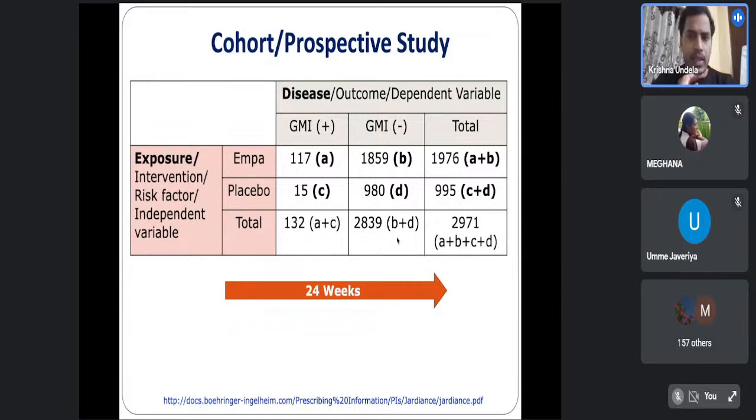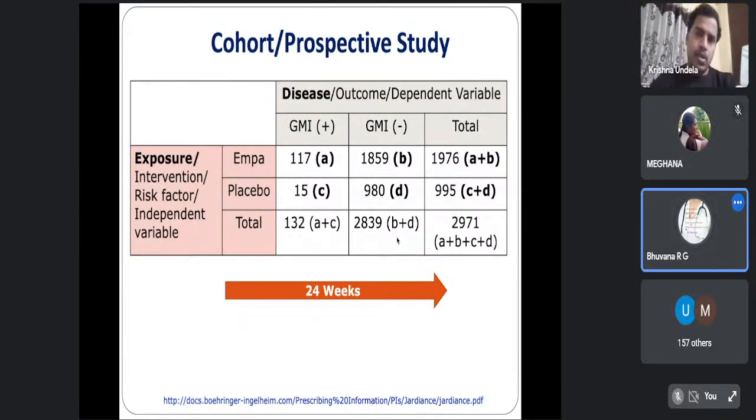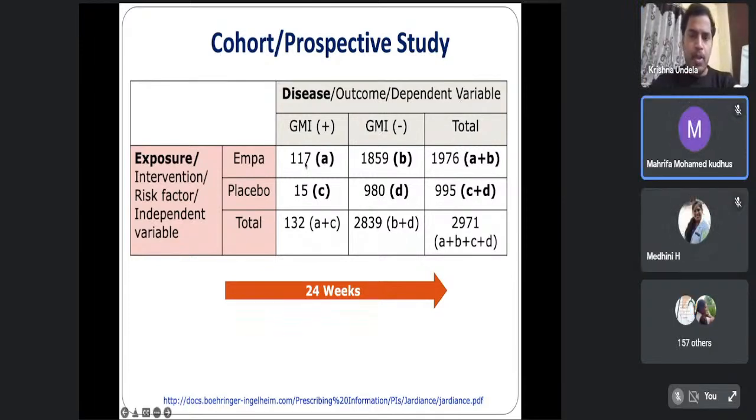So how can we tell that? Based on what? On what basis? Exposure and outcome. Positive outcome.